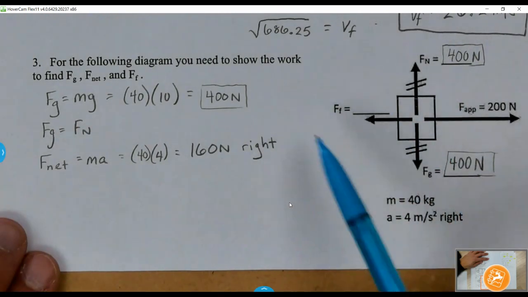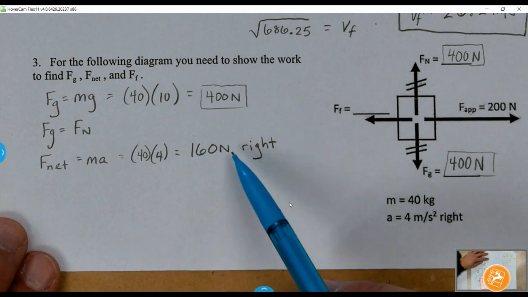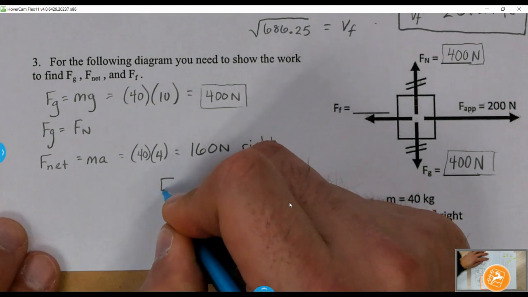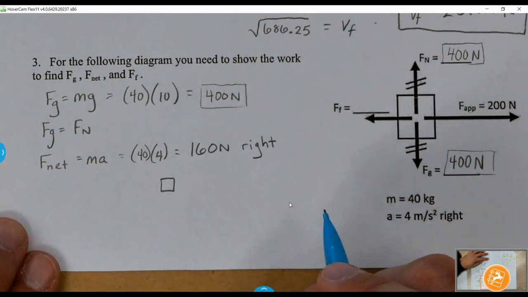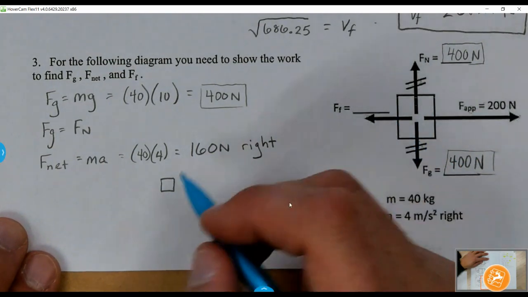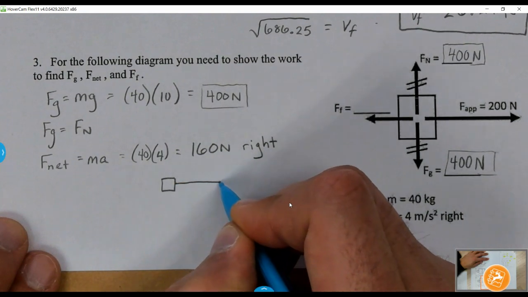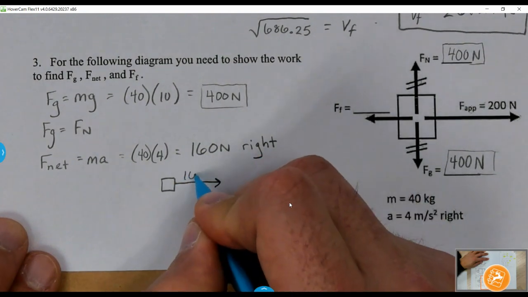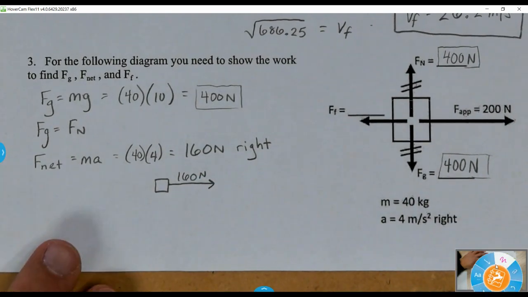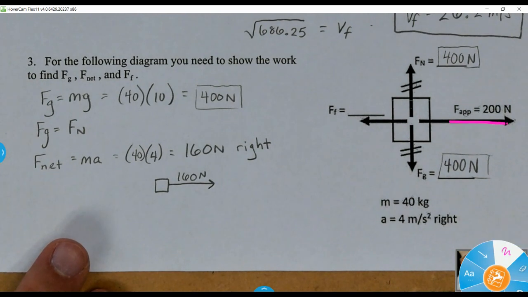Really quickly, if I know that this is the net force, if I just drew a small little free body diagram, which is, remember, a box, with just the net force on it, how would I draw that? Just with what? Lines. An arrow. Yeah. To show, all right, and it would be 160 newtons going to the right. So that means that this force over here, the applied force, F applied, has to be 160 newtons greater than this.